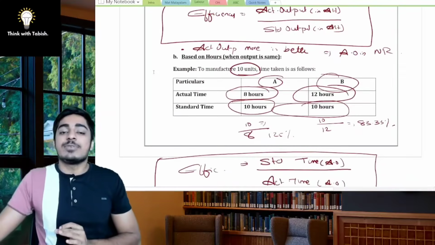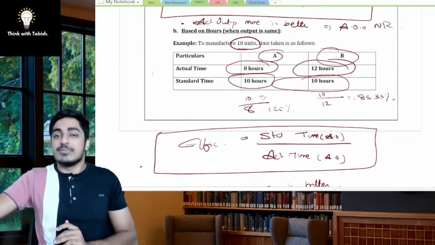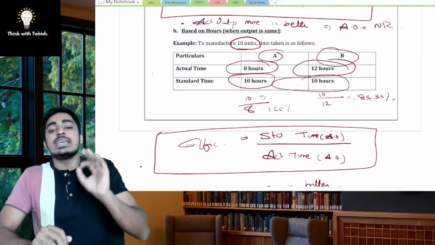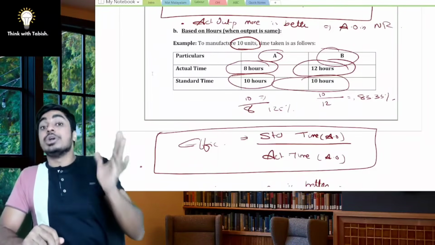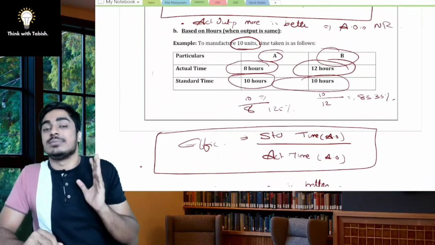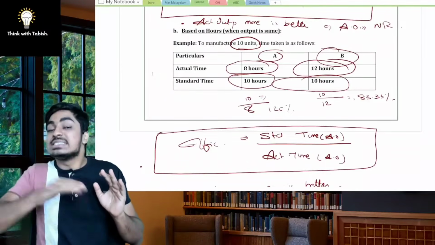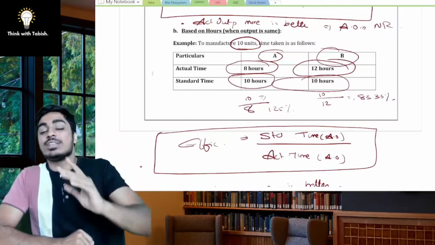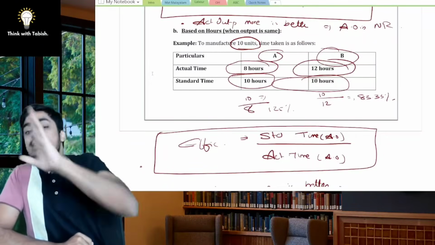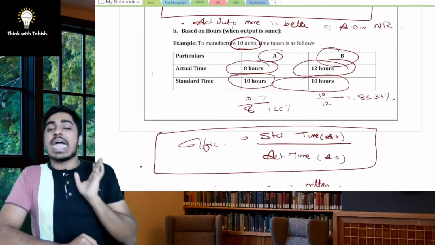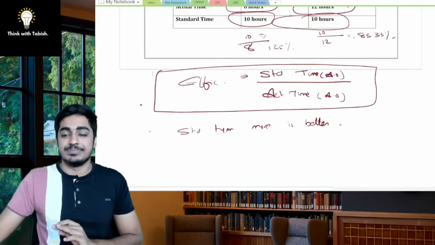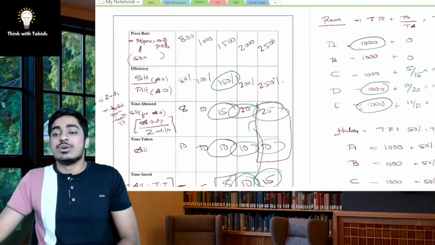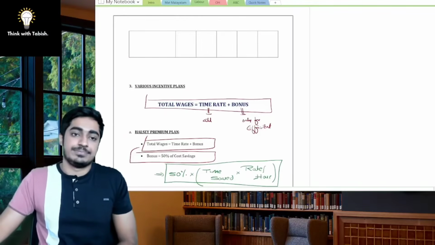In terms of hours, if you are measuring in terms of hours, we are telling, okay, to manufacture 10 units, we had given you 10 hours, but you have done the work in 8 hours only. Actual time less is better. Standard time more is better. So how we create the formula? It is standard time divided by actual time gives us efficiency. No need to by heart the formula. Understand the logic. Formula comes by itself.